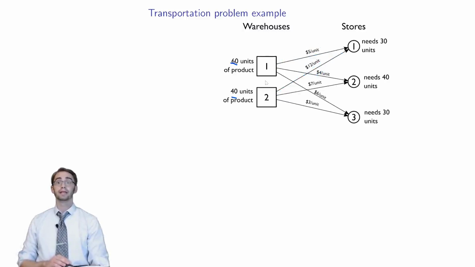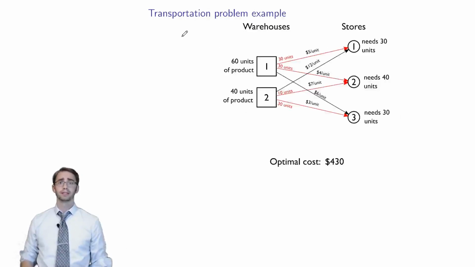So the question asks, what is the best way, or the cheapest way, that you can send all of the units of the product on the left to those stores on the right? I'm going to skip to the solution just to show you a picture, and then we'll talk about the formulation. Here's the solution right there. The solution looks like the following.